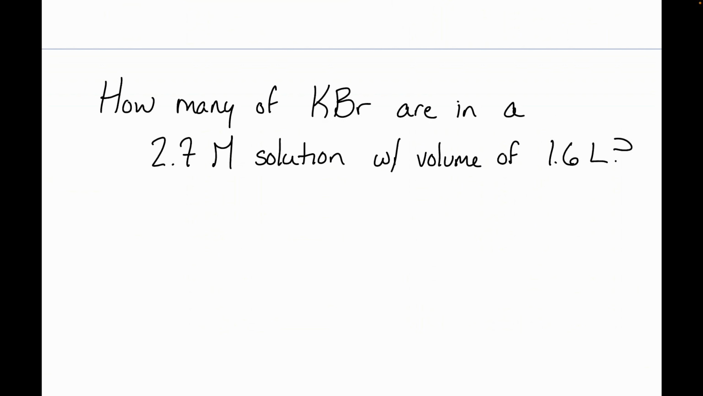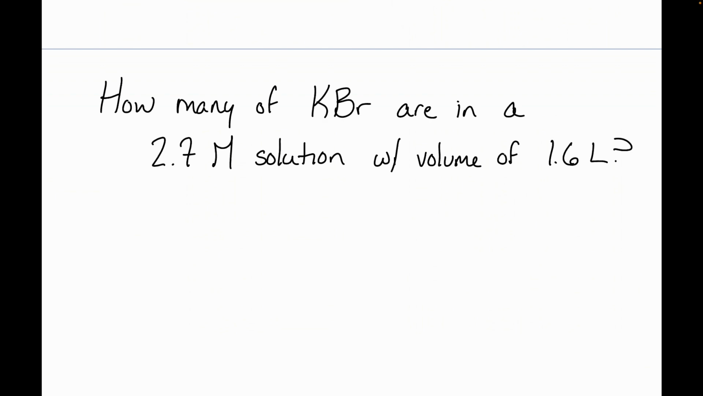Right, so I went to my graduated cylinder. This is one of those massive graduated cylinders. I poured out 1.6 liters of this 2.7 molar solution, and now I have to know how many moles of my potassium bromide are actually floating around in that graduated cylinder.